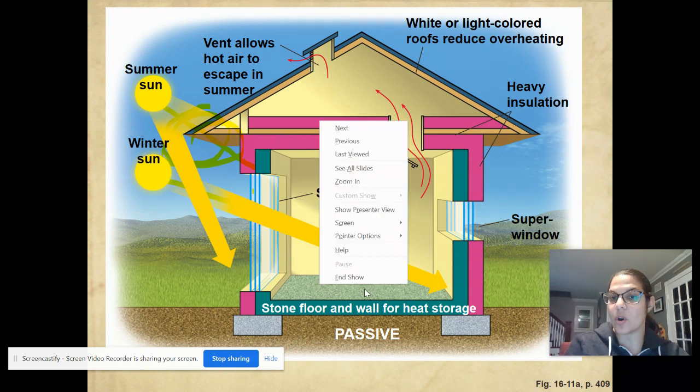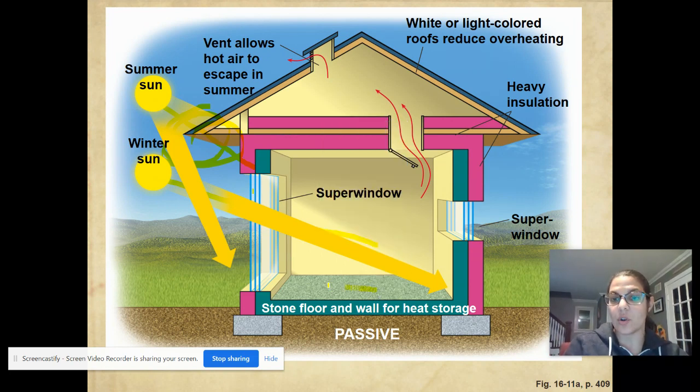A lot of times you have a stone floor and stone walls for heat storage. Like our building is made up of all cinder block. So when it's cold, it takes a long time for it to heat up. But then those cinder blocks tend to stay warmer and actually radiate heat, which is why in the building, once it gets hot, it gets really, really hot. But when it's cold, it takes a long time for it to heat up.